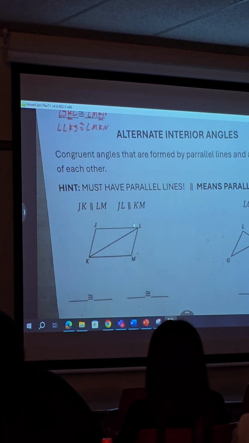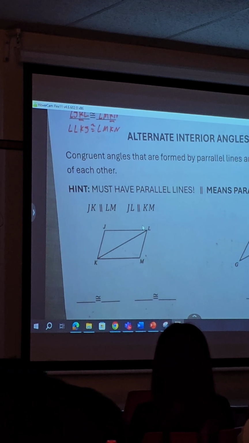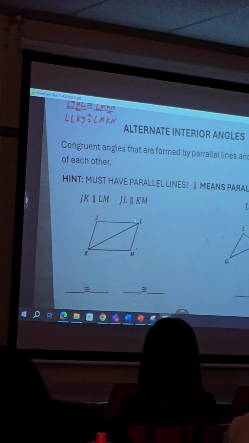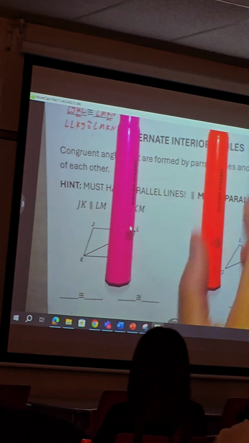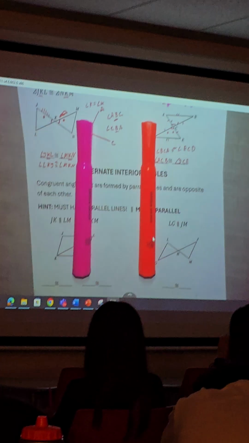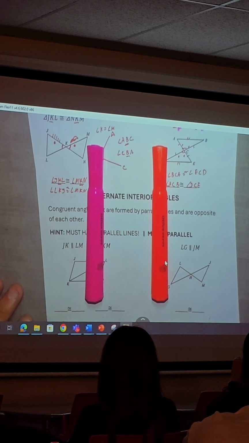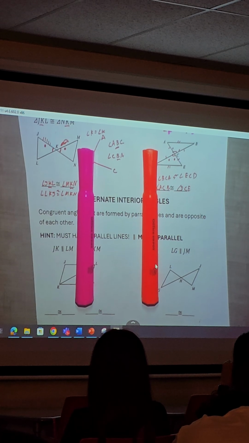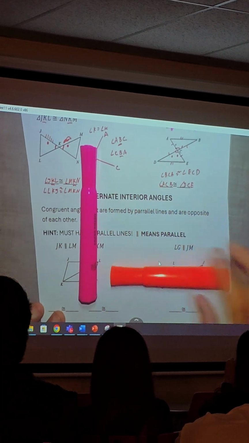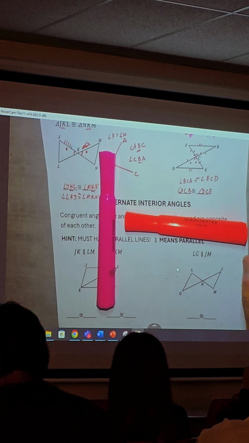But alternate interior angles are congruent angles that are formed by parallel lines and are opposite of each other. So do you guys know what parallel lines are? Parallel lines are the same, but they're also never going to touch. So these 2 highlighters are the same. Let's not worry about their color. They're the same shape, they're the same size, right? Are they ever going to touch? No, because they're parallel. But what if I do this? Are these parallel? Good. So parallel lines are lines that will never touch and are also the same, technically.